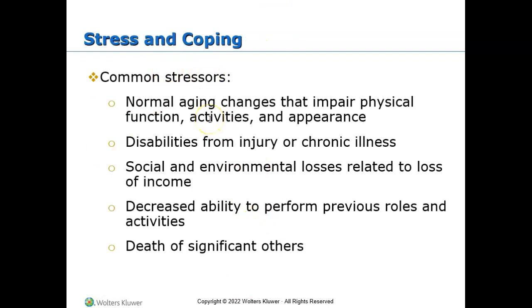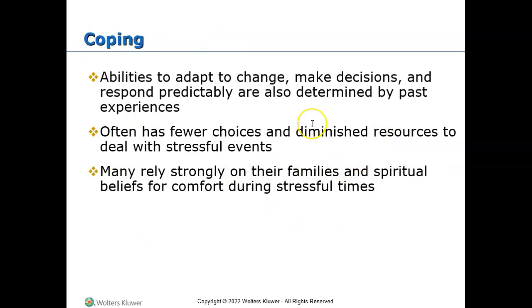Stress and coping. We already just talked about this. Aging impairs function, activity, and appearance. We can have disabilities from chronic illness or injury. We can have environmental losses related to loss of income. It doesn't say it here, but loss of sensory abilities like hearing and vision, or loss of a loved one. We can't perform previous roles and activities. We have death of significant others, so I said that. See what's next. Coping.